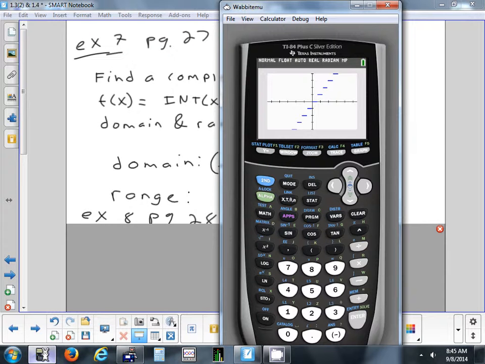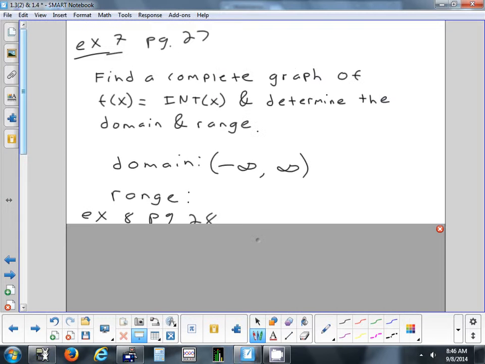What kind of y values do we always get from the greatest integer function? This is not negative infinity to infinity. Well, it's integers. All integers, right. There are no decimals. You'll never get 2.7 out of the greatest integer function. Okay, it's all integers. So there's no notation using brackets and parentheses for it, so just write it out. All integers.